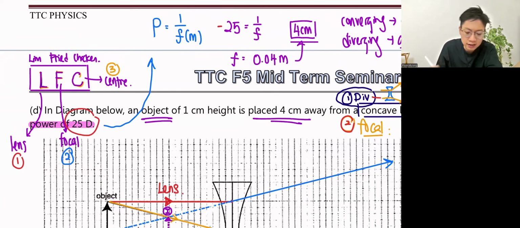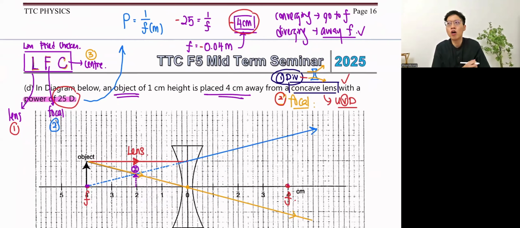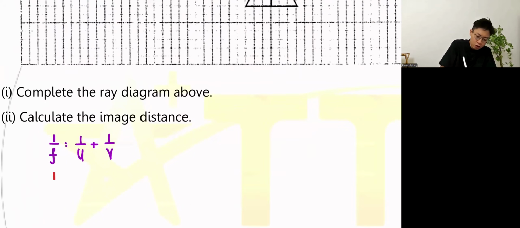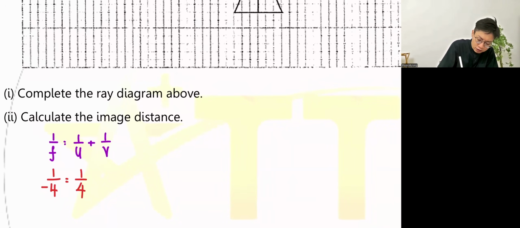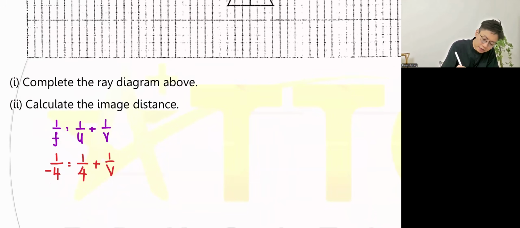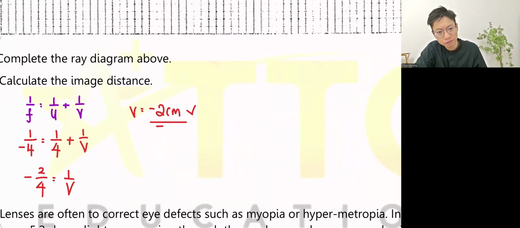They're supposed to give you negative 25 so that you get negative 0.04 cm, so that you get negative 4 cm as your focal point. Okay? But if you draw, you never put negative, it won't affect anything. But when you calculate this focal point, because it is a concave lens, you must put negative. Your object distance is 4 cm plus 1 over v. When you calculate, you will get negative 2 over 4, 1 over v. V equals negative 2 cm. So this is your final answer.